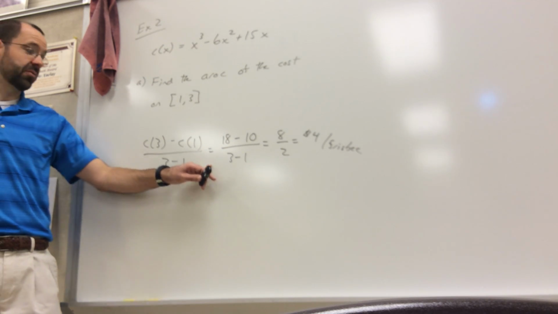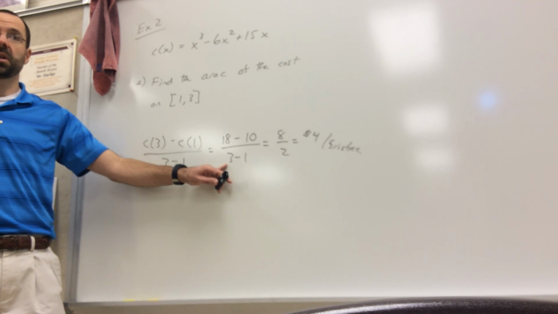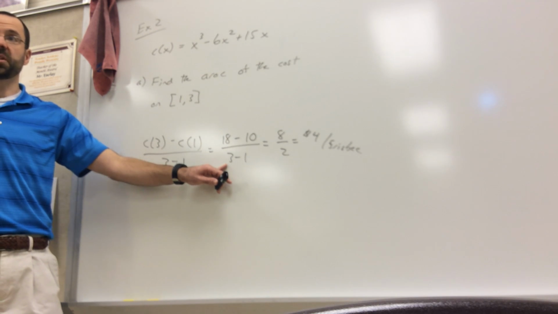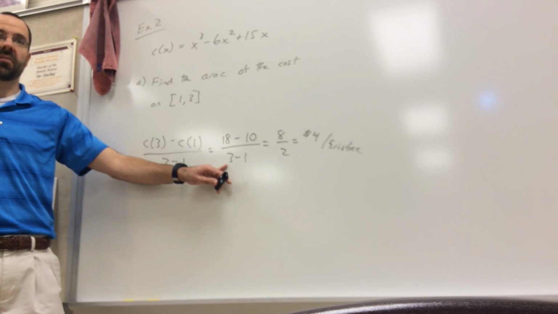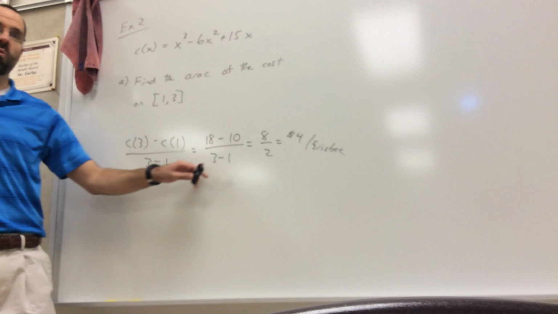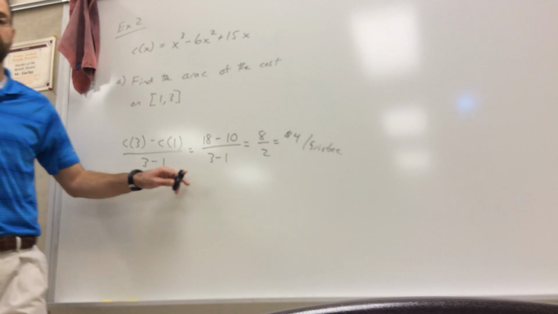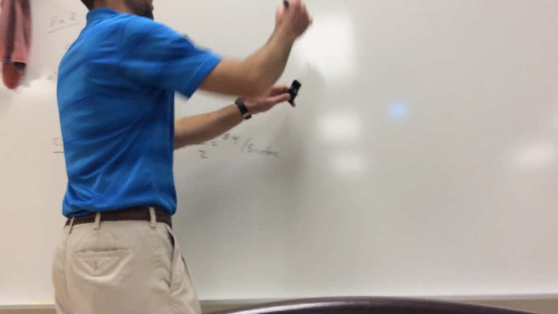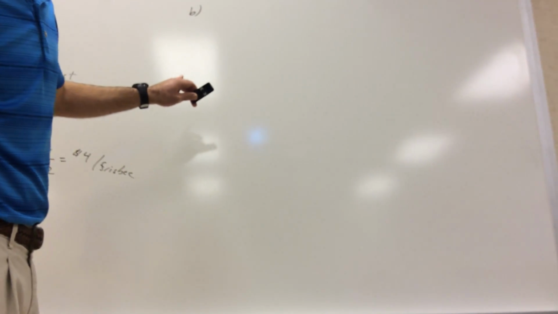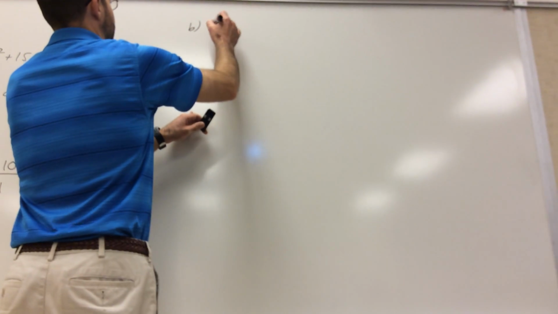Maybe it was $5 for Frisbee number 2 and only $3 for Frisbee number 4. But on average, it was $4 per Frisbee from 1 to 3. Okay, then question B says, find the average cost when x is 2.